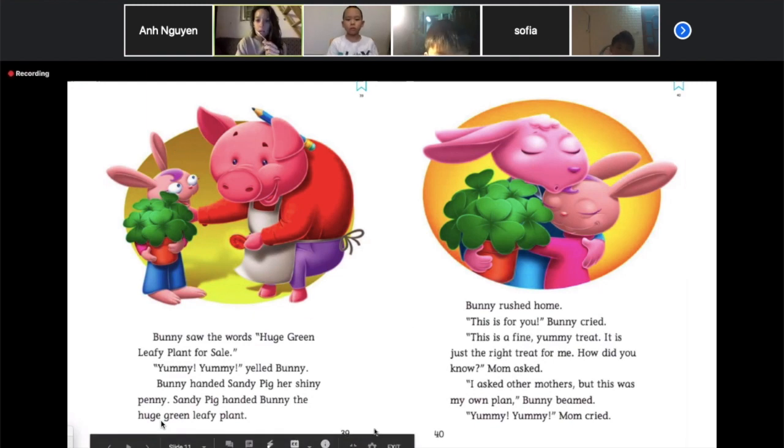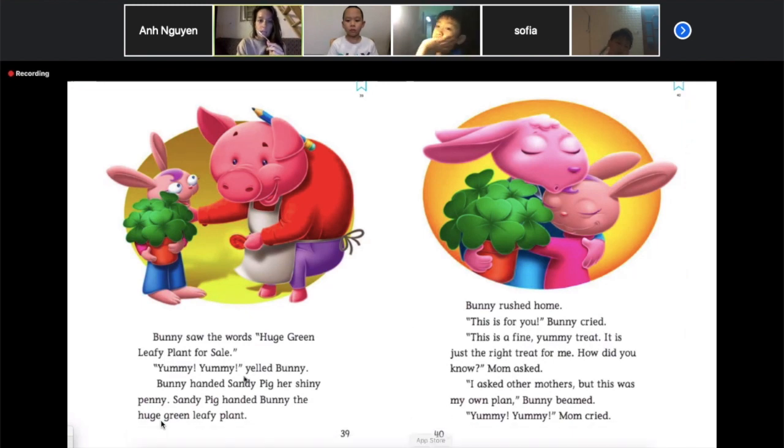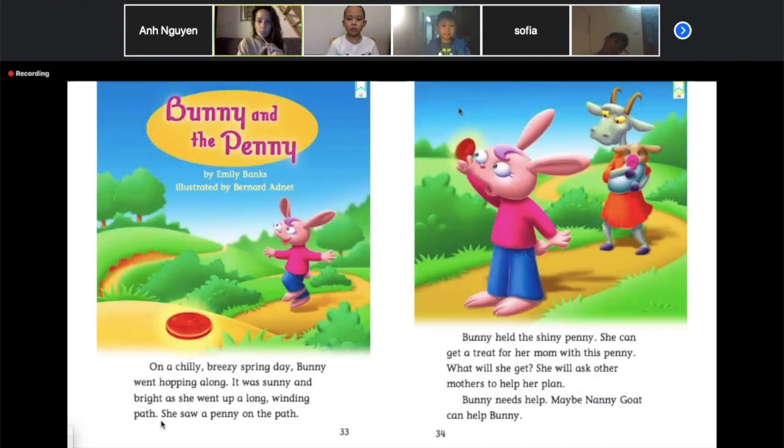All right, so now we're going to take turns reading each page. So let's start at the beginning. Who can read page 1 for us? Tom, can you read page 1, please? Or sorry, I guess on here it would be page 33.